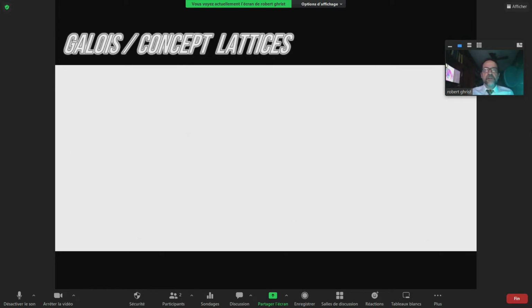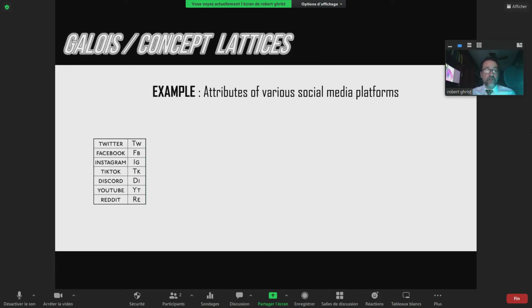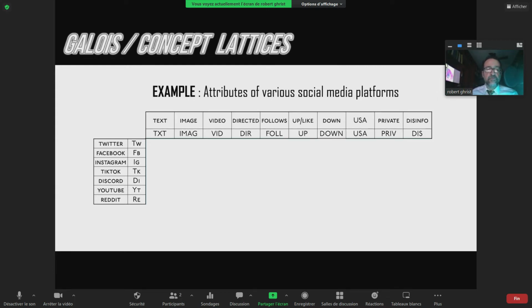Let me do an example, because these things can be a little hard to visualize at first. Let's say we talk about various social media platforms like Twitter, Facebook, Insta, TikTok, et cetera. Those are going to be my objects. Let's look at some of the attributes that they might have. Maybe they're text-based. Maybe you can upload images. Maybe you can upload videos.